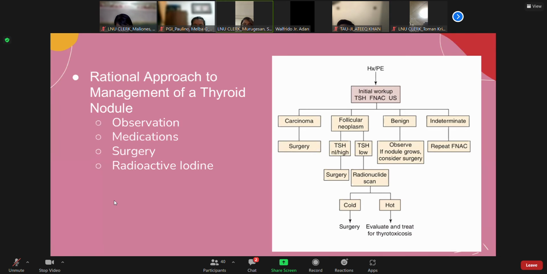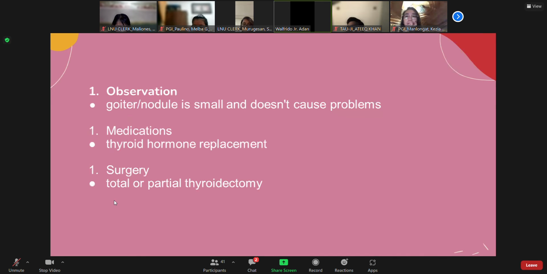I beg to differ, Doctora. When you have an adenomatous goiter, you remove the entire lobe, not just the mass. We also include the isthmus. We leave the unaffected side. Okay, thank you. Let us go ahead with the next lecture. Keep going.